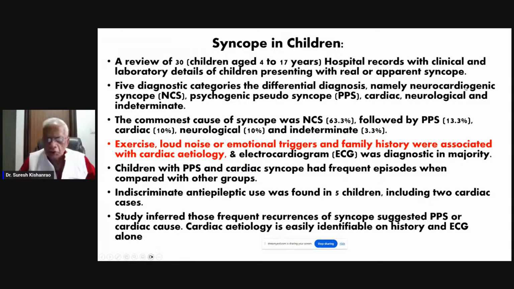We could not be diagnosed. Exercise, loud noise, emotional triggers, and family history were associated with cardiac etiology. Mostly the electrocardiogram was diagnostic in the majority of the cases. Children with PPS and cardiac syncope had frequent episodes when compared with other groups. Indiscriminate anti-epileptic drugs were reported in 5 children, and among them 2 were cardiac cases. So the study inferred that frequent recurrences of syncope suggested psychogenic pseudosyncope or a cardiac cause. Cardiac etiology is easily identifiable on the history and ECG.